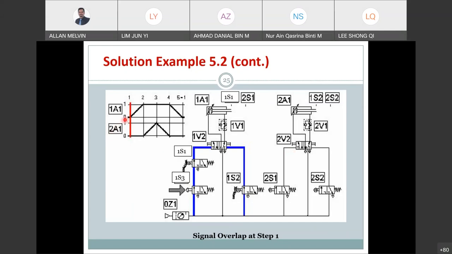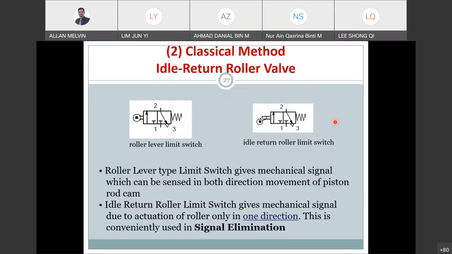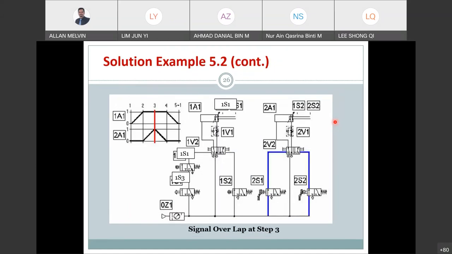Okay, so you can see, at this step 1 there is already a signal overlap. It will have a thick blue line. Earlier we saw that step 1 has a signal overlap and step 3, both are on. See, you have a signal overlap here. All of this must be eliminated.